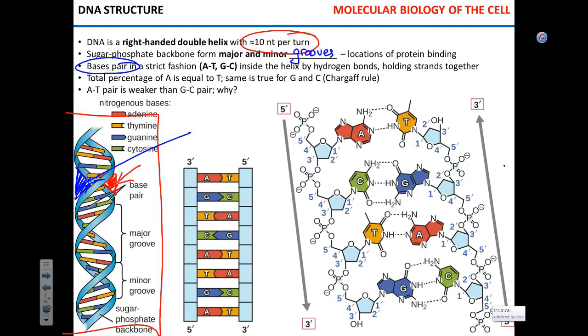You can see that the pair of A and T is held together by two hydrogen bonds. The pair of G and C is held together by three hydrogen bonds. Which pair is going to be stronger? G and C, exactly. Is that important? Or is it just a nice factoid? Huh? How? Why is it important?